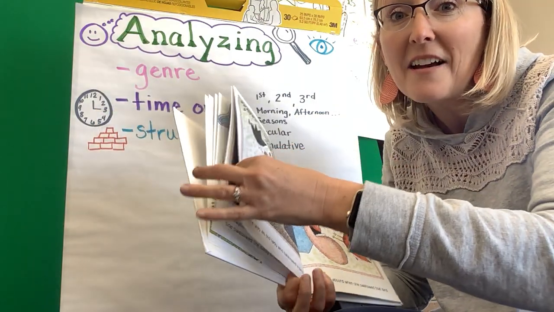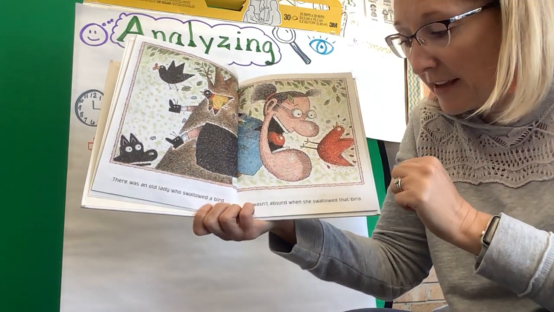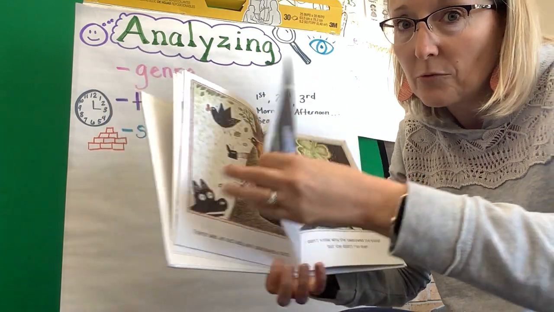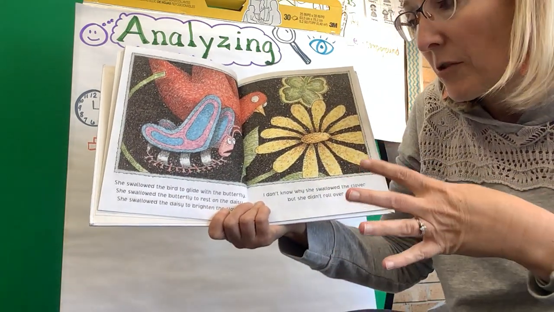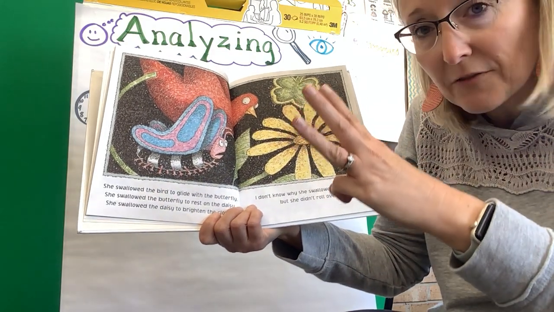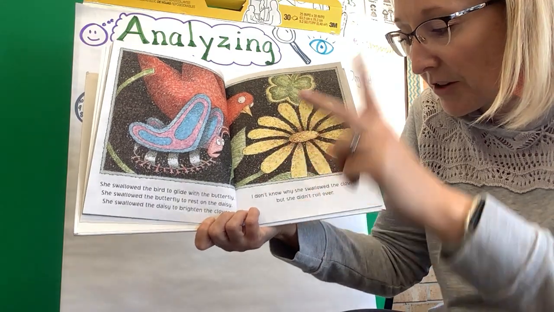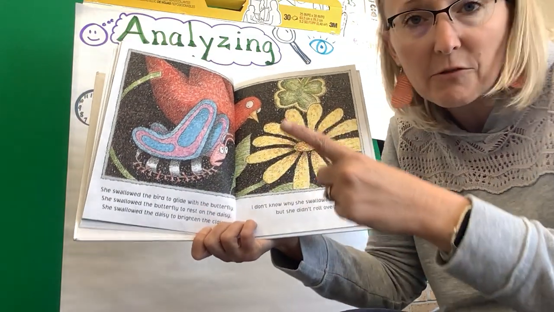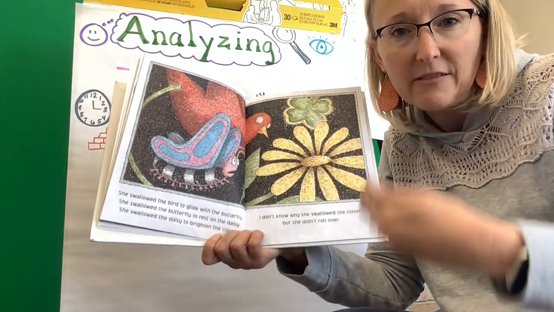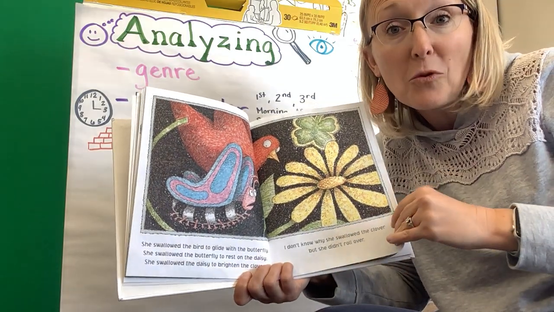So now we're going to go to 4. There was an old lady who swallowed a bird. That's the 4th thing. It wasn't absurd when she swallowed that bird. Now we're going to repeat 3. Well, repeat 4 first. She swallowed the bird to glide with the butterfly. She swallowed the butterfly to rest on the daisy. There's 2. She swallowed the daisy to brighten the clover. I don't know why she swallowed the clover, but she didn't roll over. Went all the way back to 1 again. You see? It's cumulative. It keeps stacking, but then it talks about everything that happened before it also.